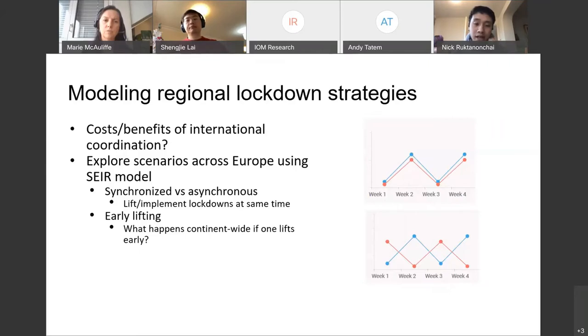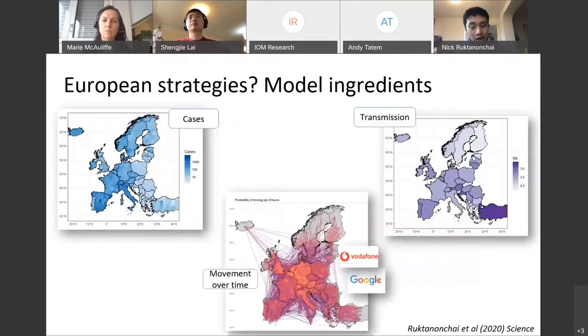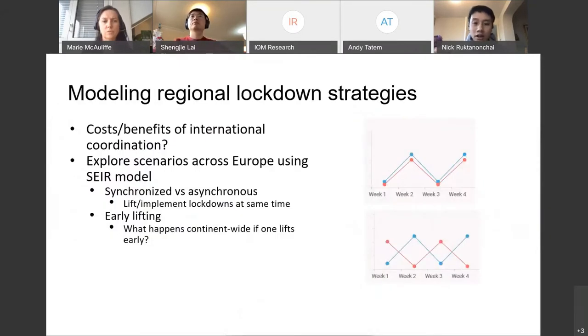In the first case, we looked at what happened if countries synchronized their lifting and implementation of future lockdowns at the same time, versus countries doing it in an uncoordinated, asynchronized way, so putting them in at different times. And the other scenario we tested was early lifting. So what happened if certain countries lifted their lockdowns before others?